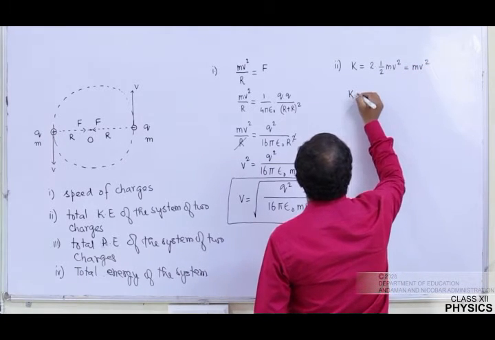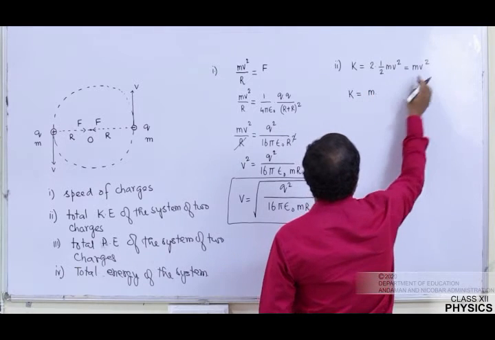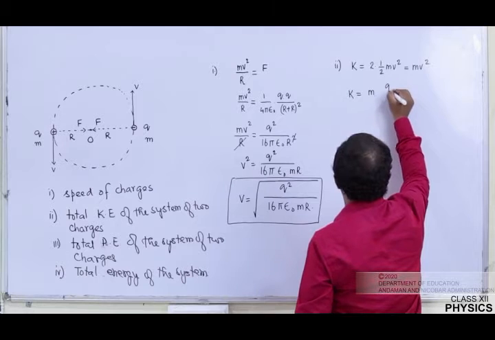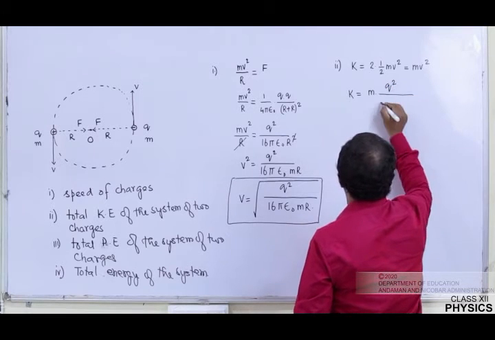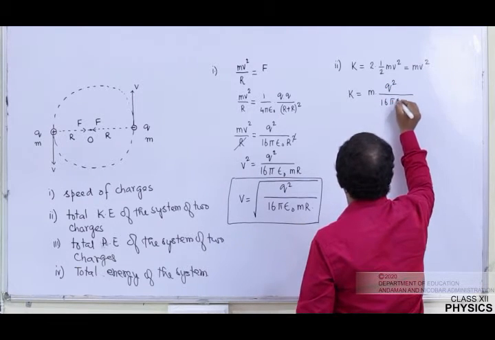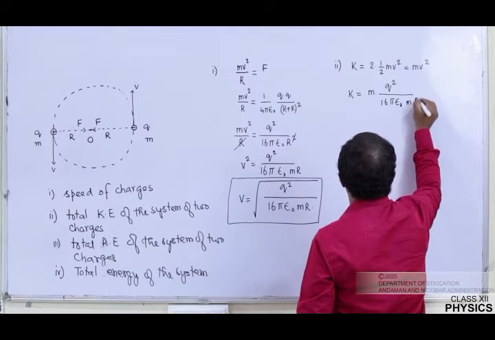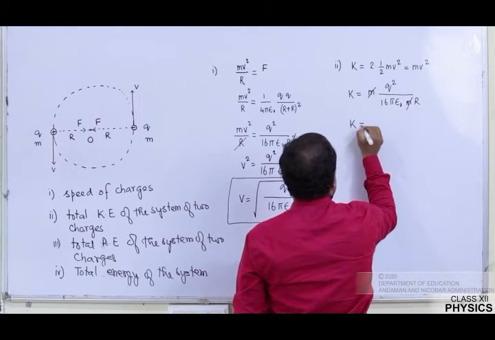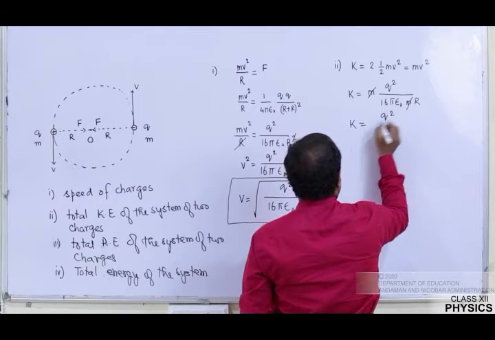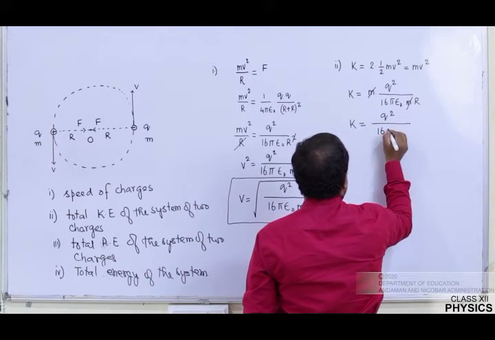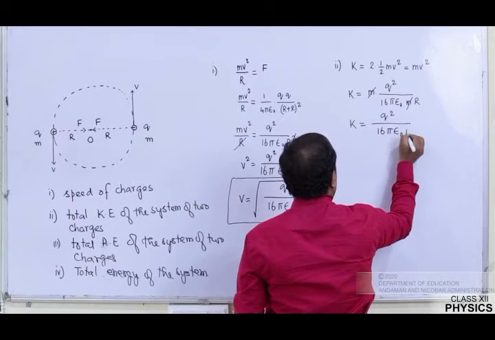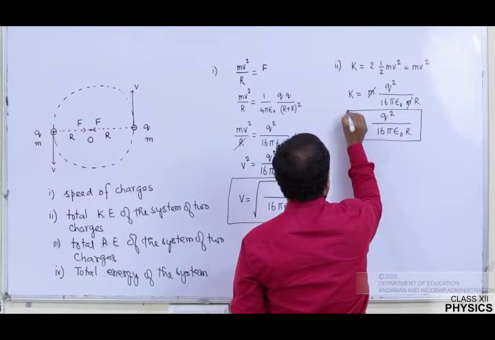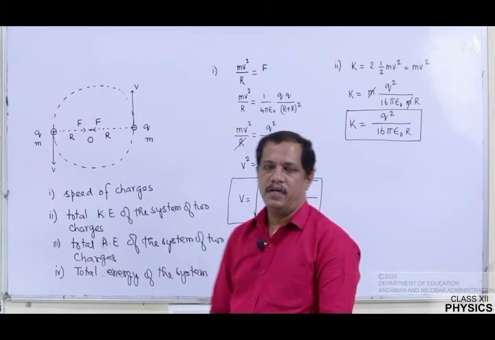Kinetic energy is equal to m into v square, which I have already calculated. So I replace this one: q square by 16 pi epsilon naught m into r, and m and m go off. So the total kinetic energy works out to be q square by 16 pi epsilon naught into r. So this is the kinetic energy, the answer for the second question.